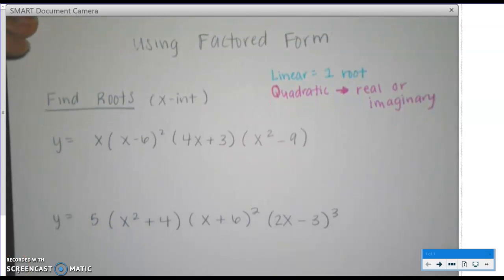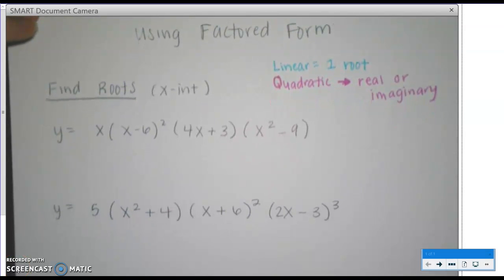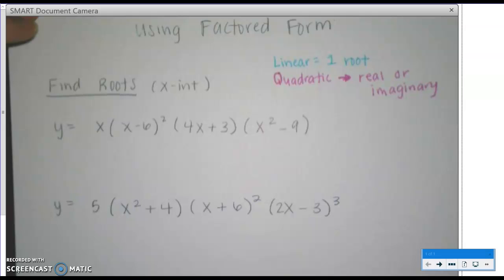Hi guys, this video is going to help you with today's Delta Math using the factored form of polynomials, specifically with the x-intercepts and the graphs. So first we're going to talk about finding the roots when we have the factored form.